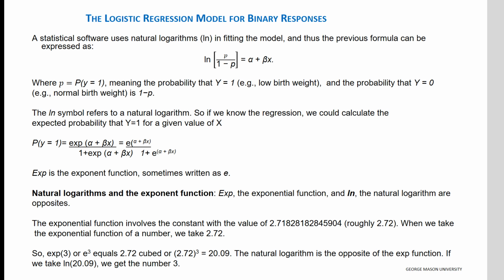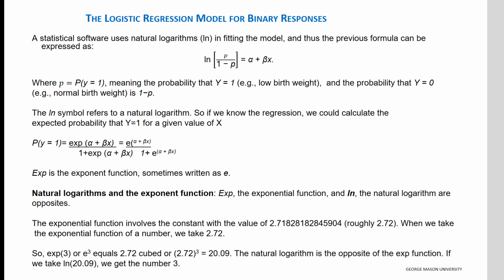Statistical software uses natural logarithms in fitting the model, and therefore the previous formula can be expressed as the natural logarithm of p over 1 minus p, where p indicates the probability that y equals 1. For instance, 1 could stand for low birth weight, and the probability that y equals 0, 0 could be normal birth weight, is 1 minus p.